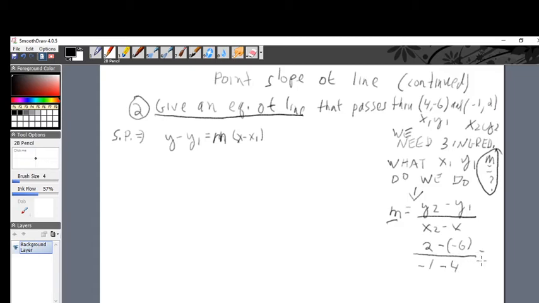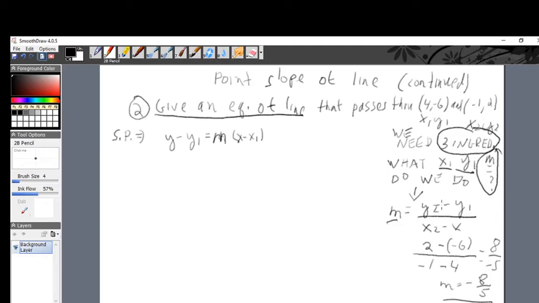So what do we have? We have 2 minus -6, which is 2 plus 6, which is 8, over -1 minus 4, which is -5. So m is equal to -8 over 5. All right, now we have our 3 ingredients. We have our x1 right here, our y1 right here, and our slope right over here.